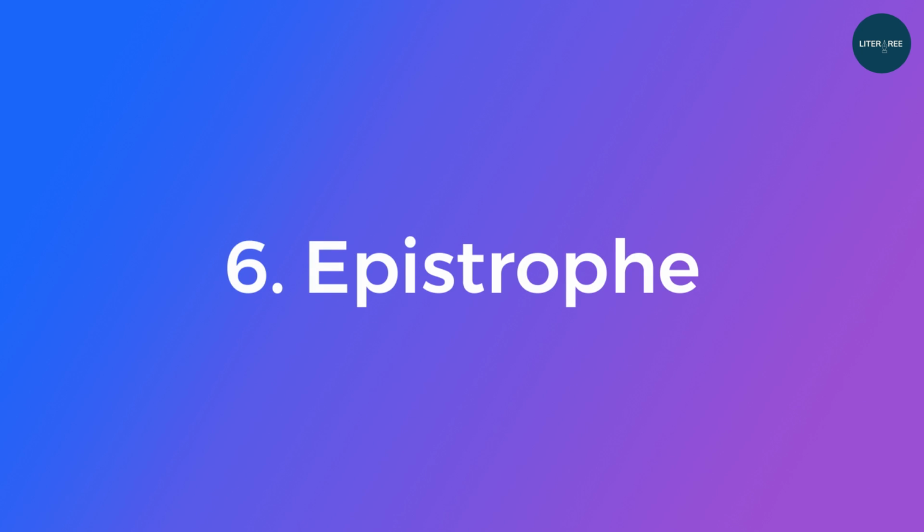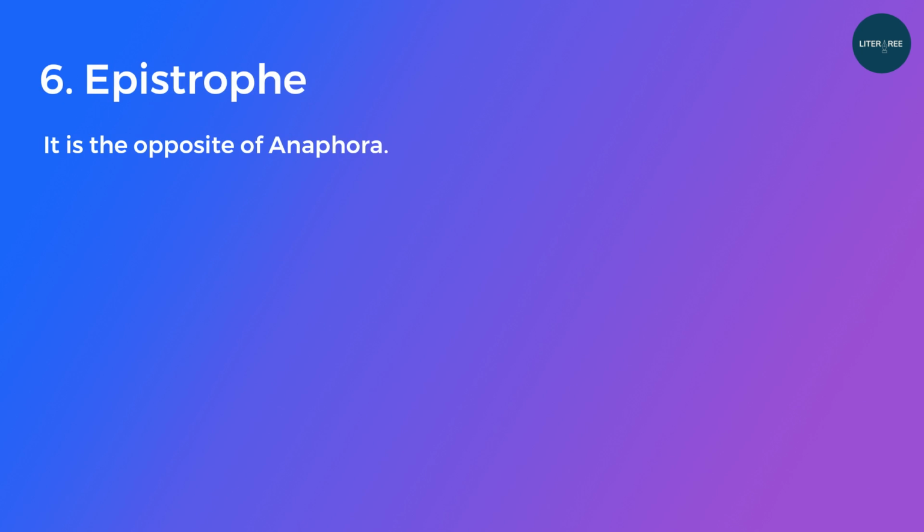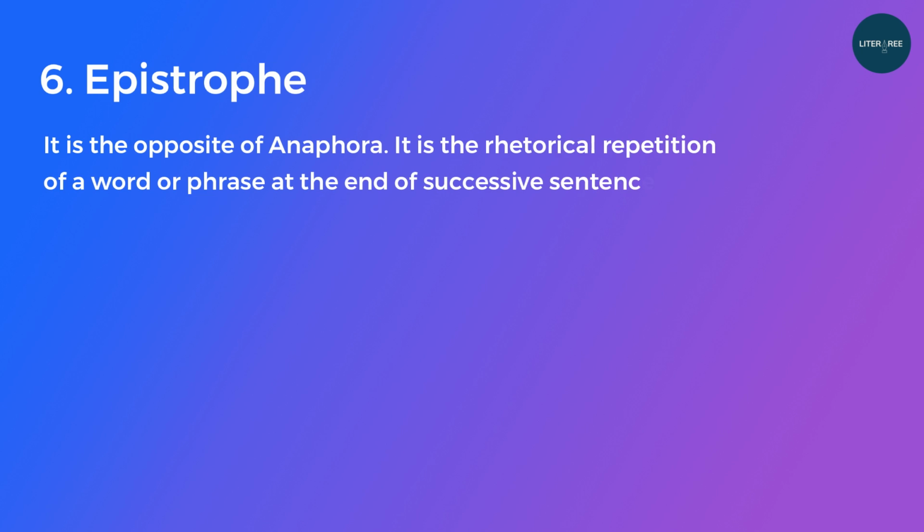Epistrophe. Epistrophe is the opposite of anaphora. It is the rhetorical repetition of a word or phrase at the end of successive sentences or clauses. Let's check out this example from the play The Merchant of Venice by William Shakespeare.